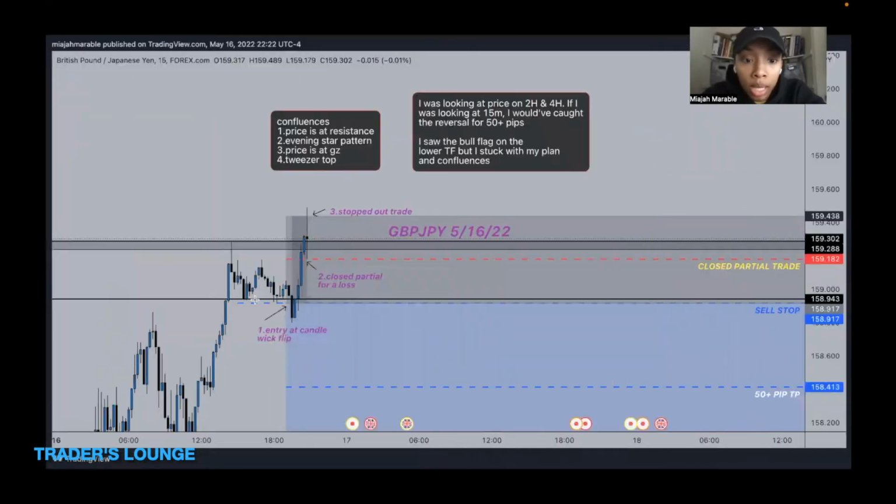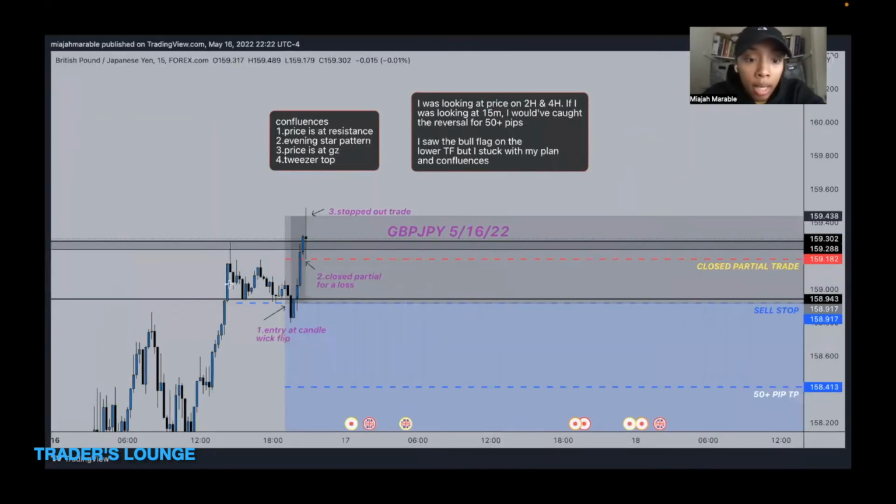Now I'm down on the 15-minute. It's a bull flag, and I saw the bull flag, which is right here. I was looking at price on the 2 hour and 4 hour. If I was looking at the 15-minute, I would have caught the reversal for 50 pips.